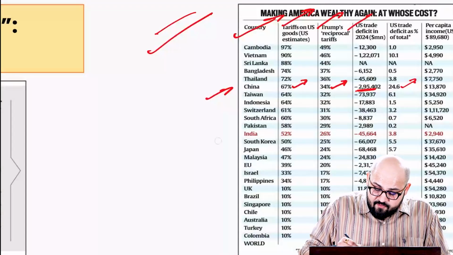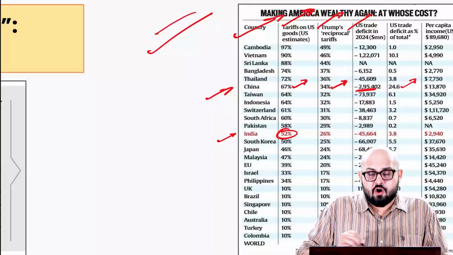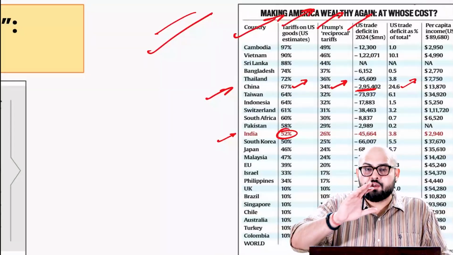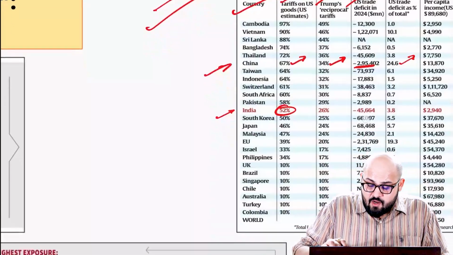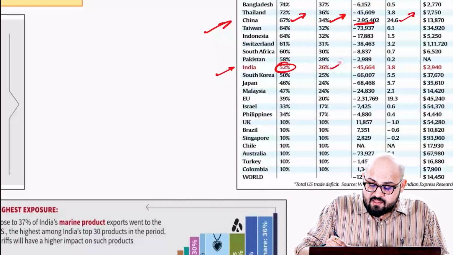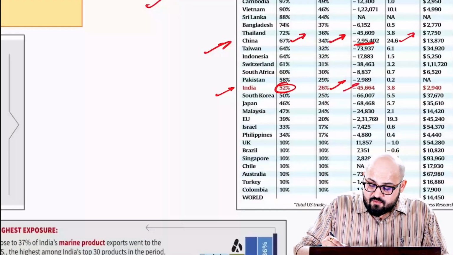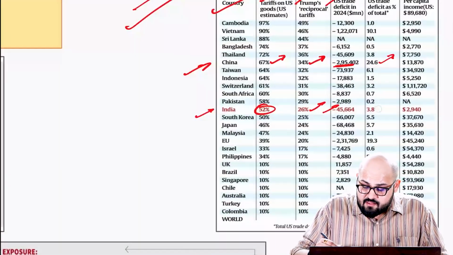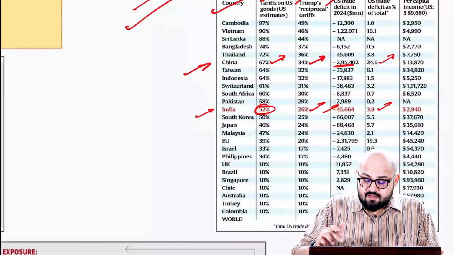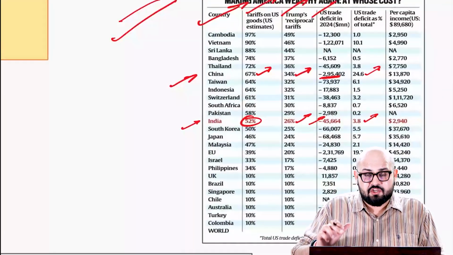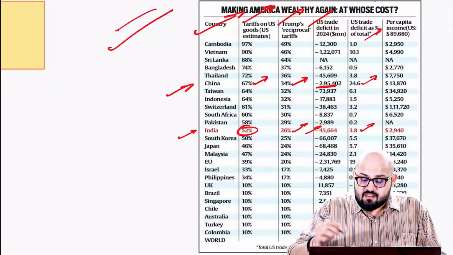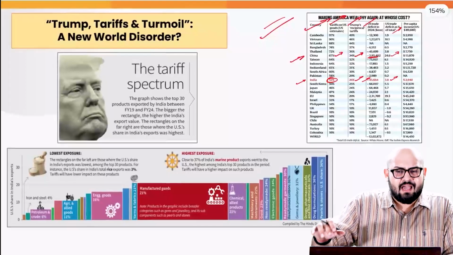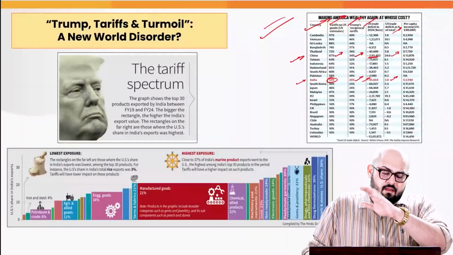Take the case of India. India imposes almost 52% tariff rates on US products coming to India, right? What Trump has said is that we are going to impose 26% tariffs. This is the trade deficit value, and this is the percentage. As a percentage, India accounts for 3.8% of the US trade deficit as a percent of total, right? So you can have a glimpse through this particular table.